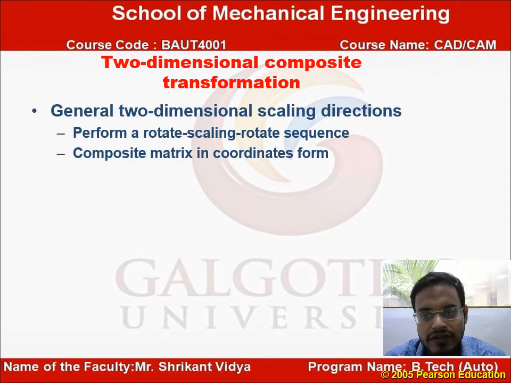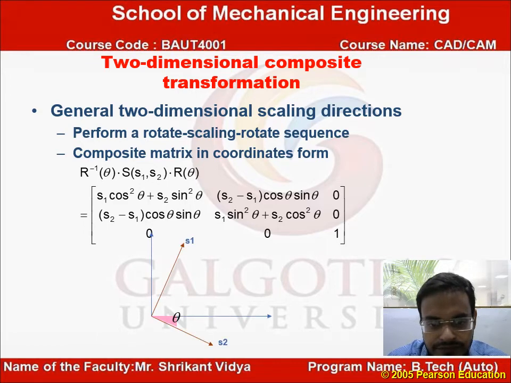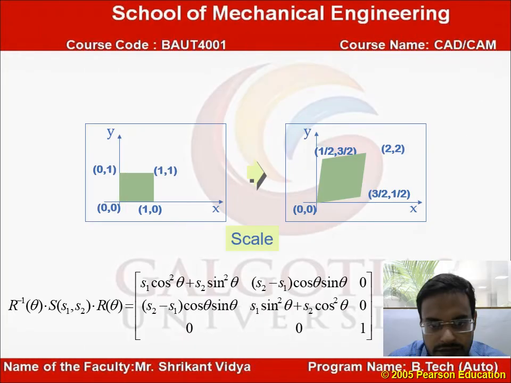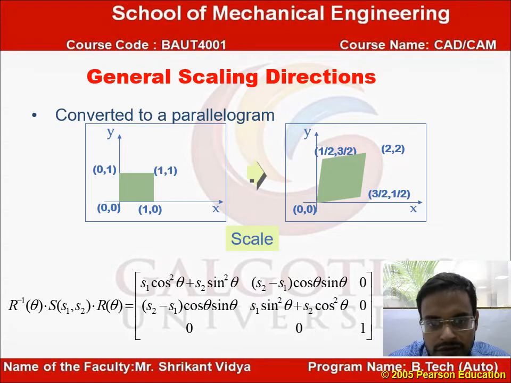So, general two-dimensional scaling directions are there. Perform a rotate, scale, rotate sequence, with the composite matrix in coordinate form. So this is R inverse theta into S1 S2 into R theta. So the combined matrix becomes like this. You can see the general scaling directions: R inverse theta into S1 S2 into R theta equals a matrix like this. So here I am showing the general scaling directions, with a parallelogram.